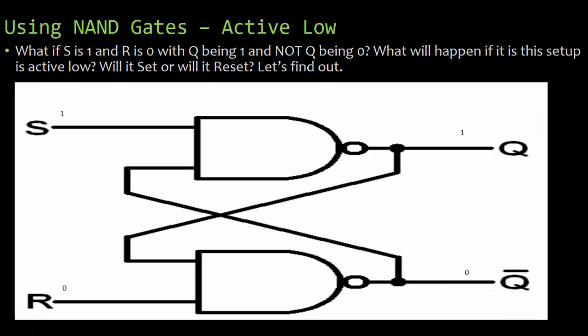So what if S is 1 and R is 0, with Q being 1 and not Q being 0? What will happen if the setup is active low? Will it set or reset? Well, if it's active low, R should be happening. R should control what happens, and R stands for reset. If this works like it should, Q should become 0, not Q should become 1. So let's see if this works.